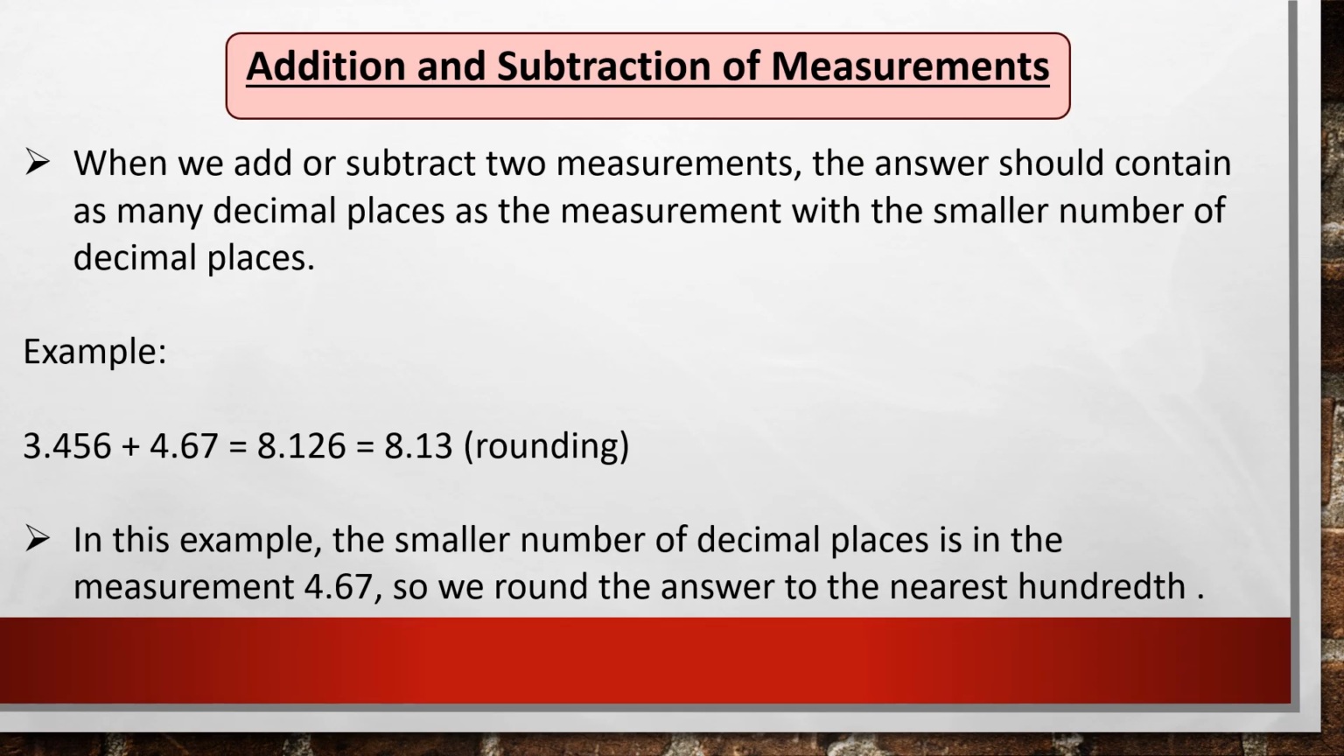When we add or subtract two measurements, the answer should contain as many decimal places as the measurement with the smaller number of decimal places. For example, 3.456 plus 4.67, we have two measurements here. And when we add these two measurements, the result is 8.126. Since the measurement with the smaller number of decimal places is 4.67, which has two decimal places, we will round this answer and get 8.13 after rounding.